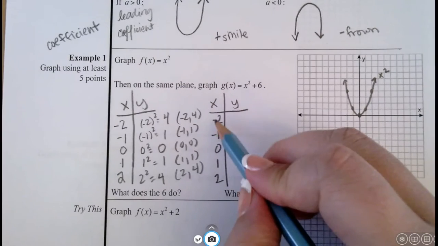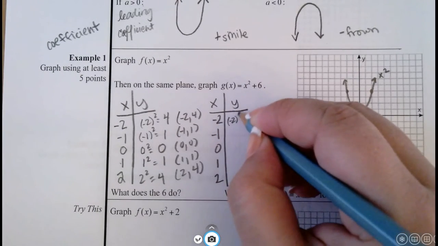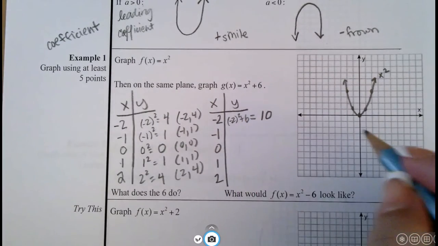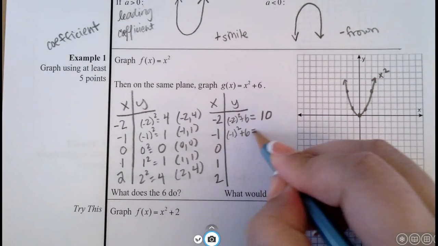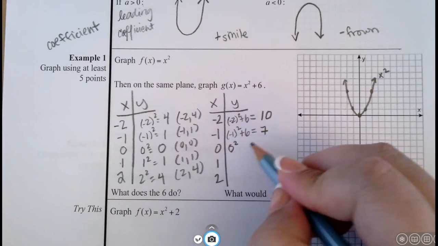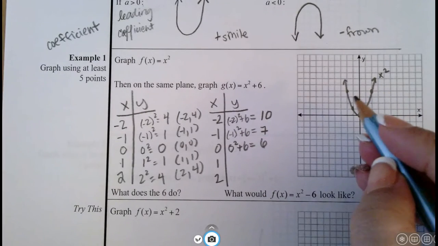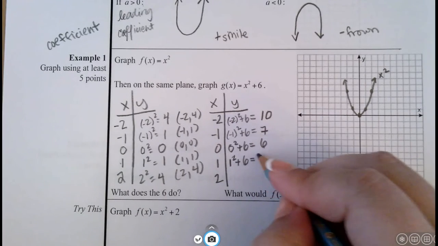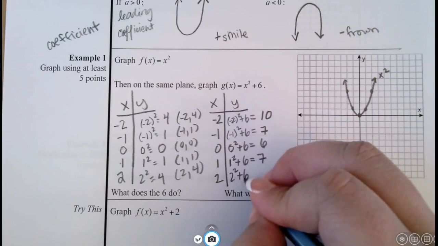And then we have -2 squared, which was 4, plus 6. 4 plus 6 is 10. -1 squared, which is 1, plus 6 is 7. 0 squared is 0, plus 6 is 6. 1 squared is 1, plus 6 is 7. 2 squared is 4, plus 6 is 10.